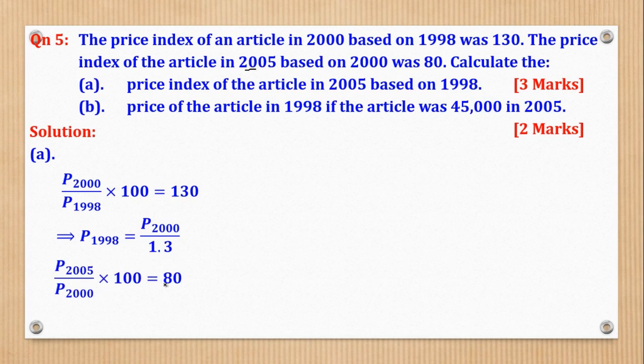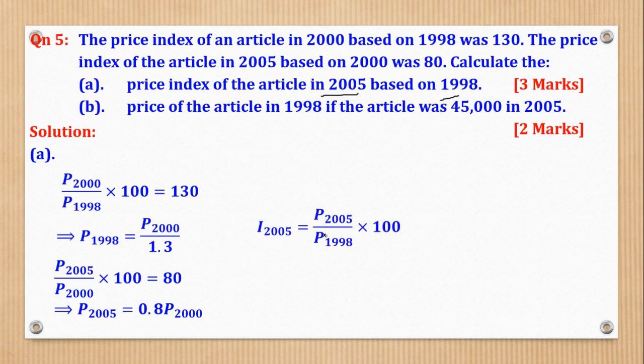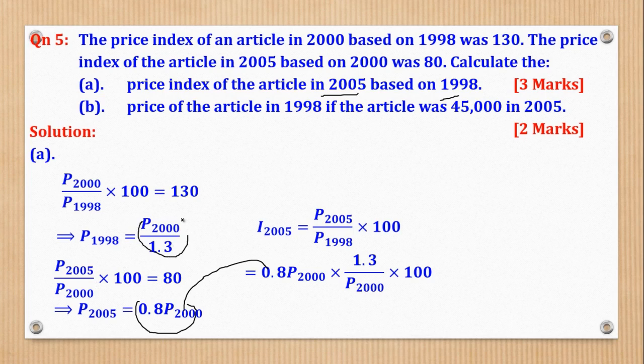What about this one? P2005 over P2000 times 100 is equal to 80. Therefore, P2005 is equal to 0.8 times P2000. Then the question said, find the price index of the article in 2005 based on 1998. So they want P2005 over P1998 multiplied by 100, substitute. So when I substitute, this P2005 is this, then divided by P1998, which is this. So it would have been division, but because this is a multiplication sign, it means you must get the reciprocal of this. That is why you see 1.3 over P2000. Then this 100 is here. After that, you realize that this cancels, and when you apply this times this gives you 104. And that's what they wanted.